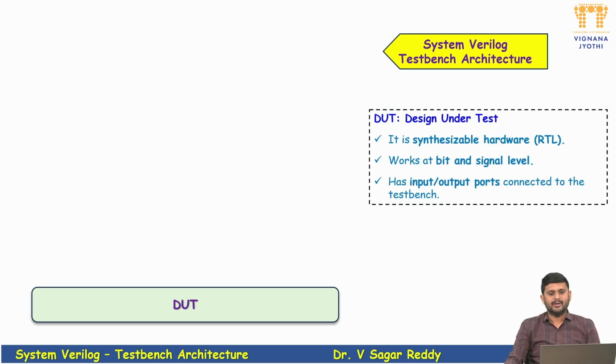The second one: the DUT works at the bit and signal level. So it doesn't understand transactions or objects. It only understands zeros, ones, clock edges and control signals. The third one: the DUT has input ports and output ports directly connected to the testbench. Whatever the testbench sends, the DUT processes and sends back. If the DUT is a black box, we know what goes in, and we know what should come out. The testbench is what proves that it actually does.